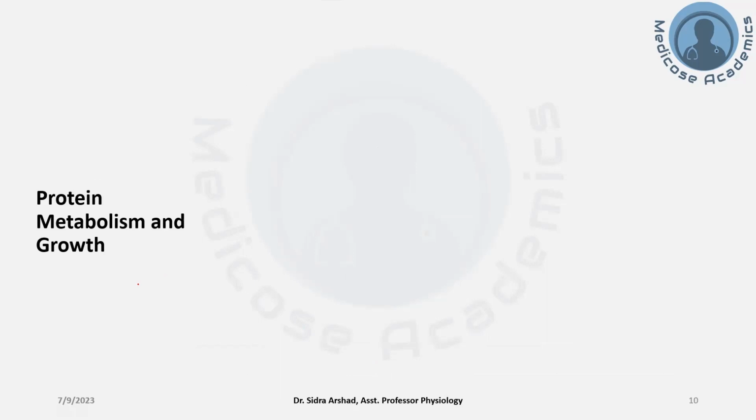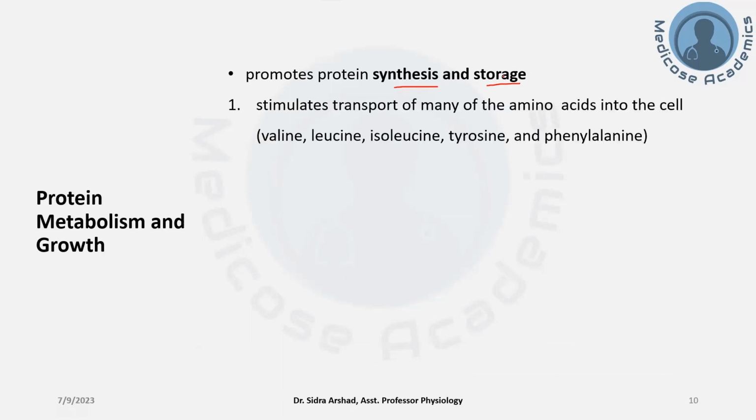Insulin also affects protein metabolism and growth. It promotes protein synthesis and storage. It is an anabolic hormone, so it promotes protein synthesis and also its storage. Insulin is also released in response to certain amino acids in the blood if their levels increase. That is in the digestive phase, when the amino acids are absorbed from the intestines and their levels are increased, they can directly stimulate the beta cells to release insulin.